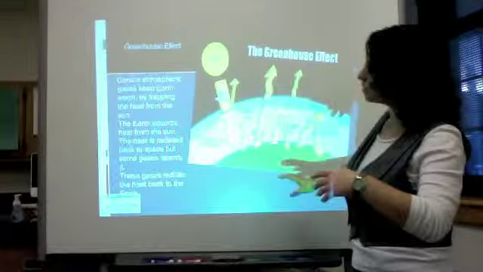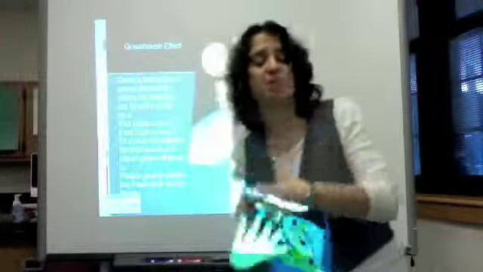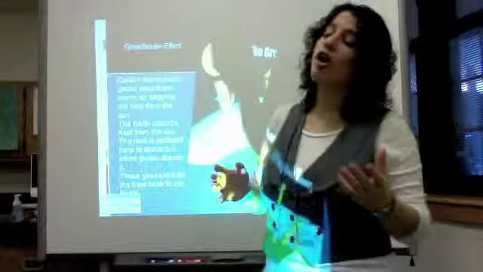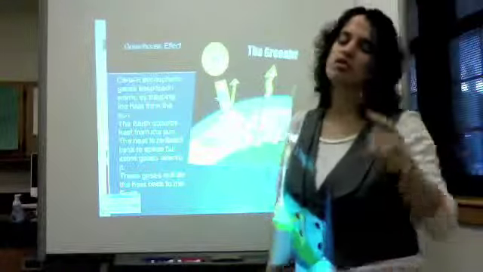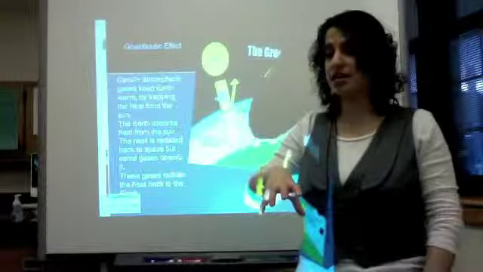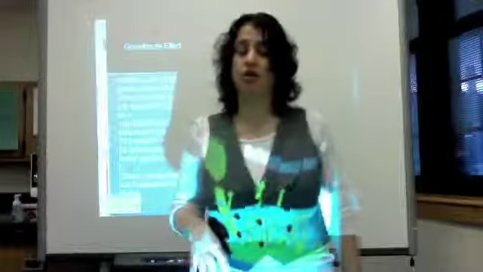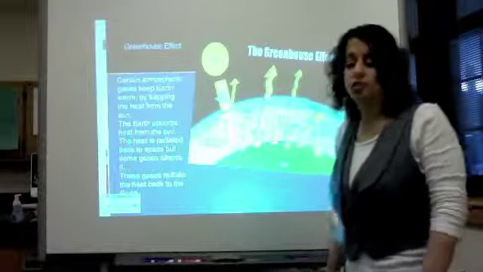So the greenhouse effect allows heat to get absorbed and to keep us warm, but it also allows heat to escape. And that's the important thing to remember about the greenhouse effect, is that it traps some heat, but lets other heat escape. Now, the Earth itself can absorb heat.